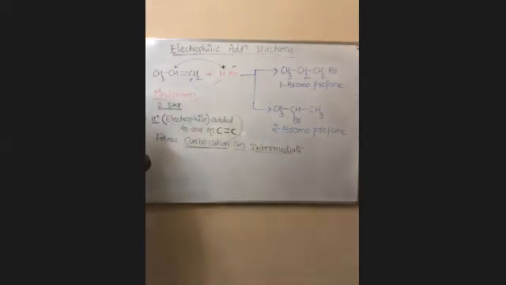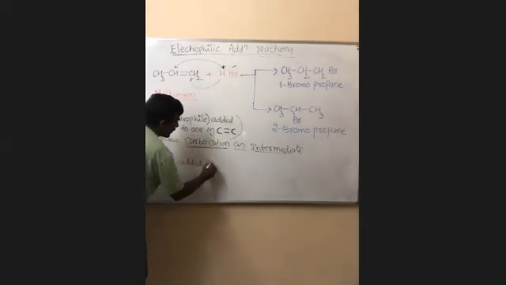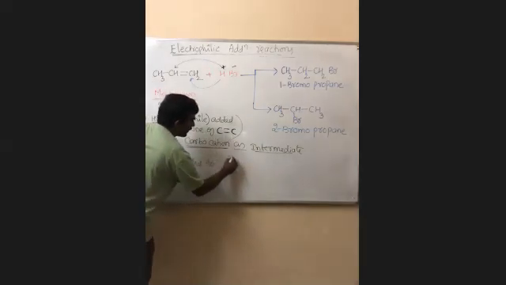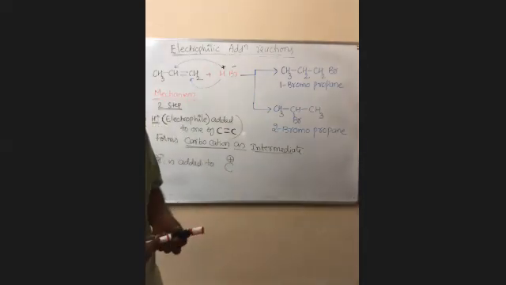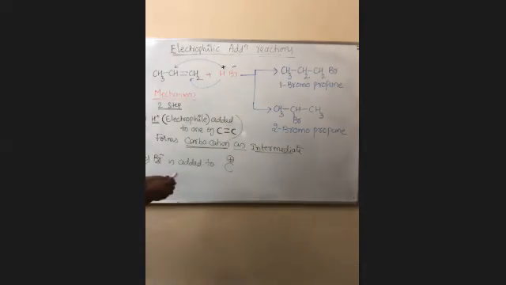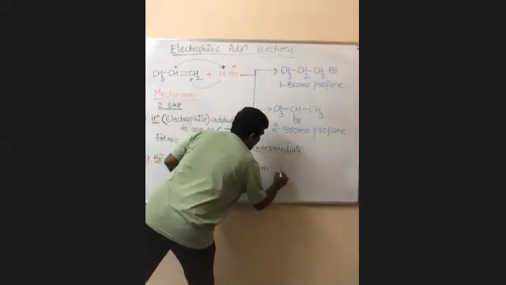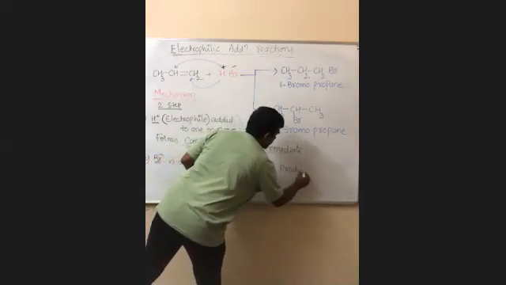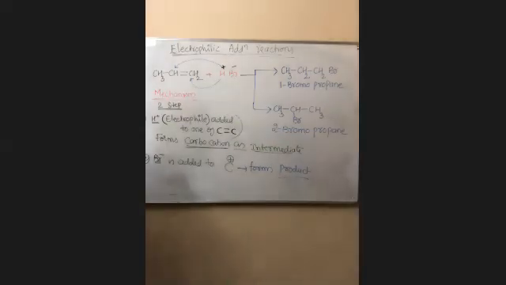This is step number one. In step number two, what happens? The Br minus, that is the nucleophile, is added to whom? Added to carbocation. Is it clear? Br minus is added to carbocation and forms the product. You will get the ultimate final stable product. That is the major product. So these two are the mechanisms.